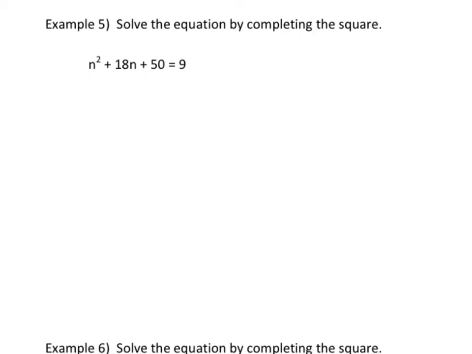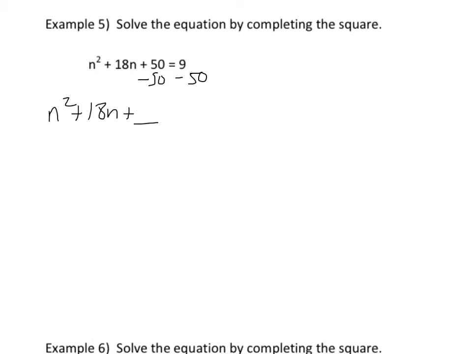This trinomial is not factorable, like most trinomials. So now we're going to go through the steps that we had shown to us in the table before. First is to subtract 50 from both sides. And that will give us n squared plus 18n.